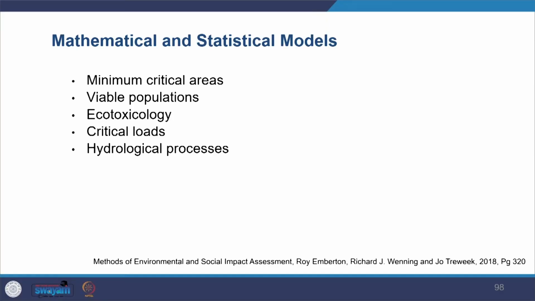And now moving on to the evaluation of impact magnitude. After you identify the impact, you look at the impact magnitude and significance, how significant it is. It is said that GIS is very helpful if you have good data, as it helps you integrate and assess. You also find mathematical and statistical models, like minimal critical areas, viable populations, ecotoxicology, critical loads, and hydrological processes. All these can be used.